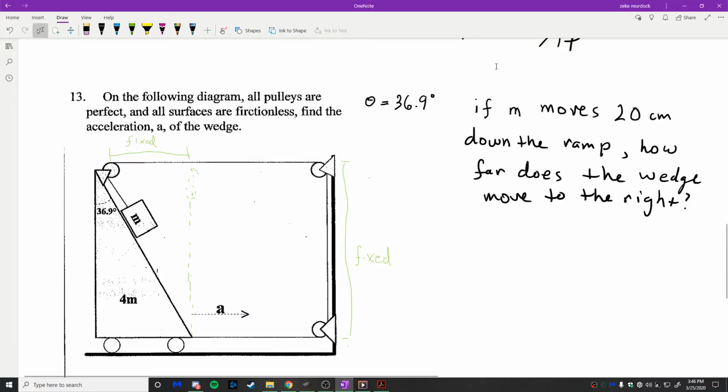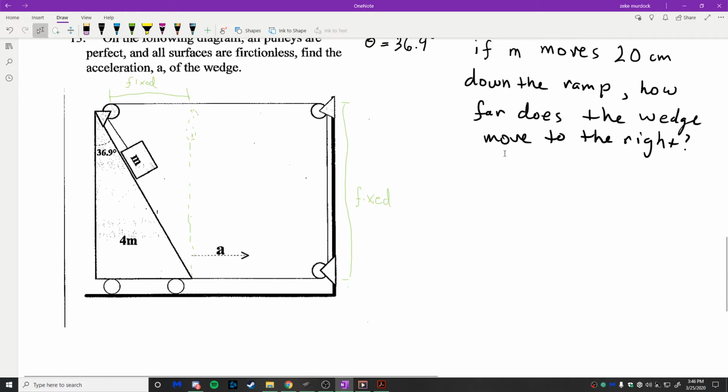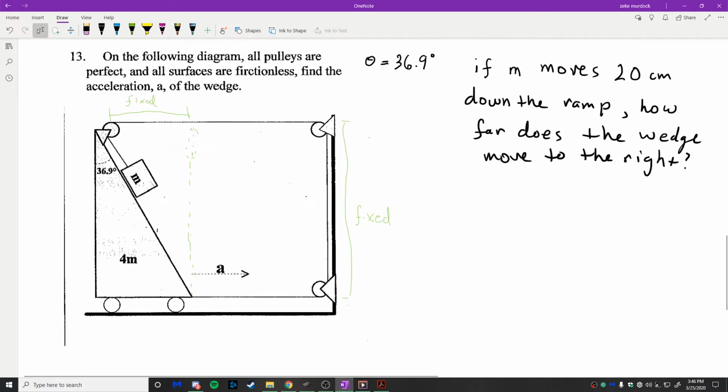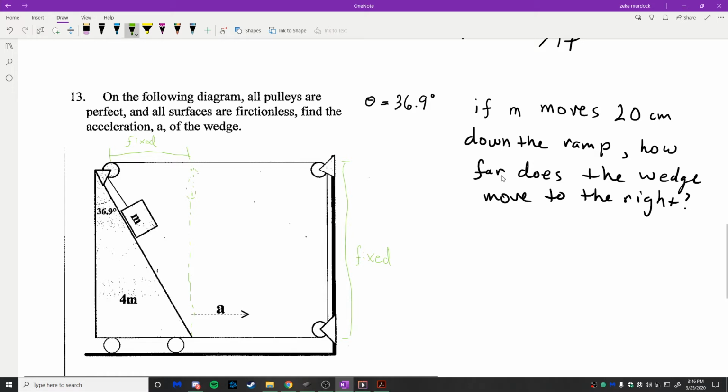So this is our picture, and this is the problem we're trying to do. I'm going to start this from here again. I asked the students to think about this question. We have this system here.